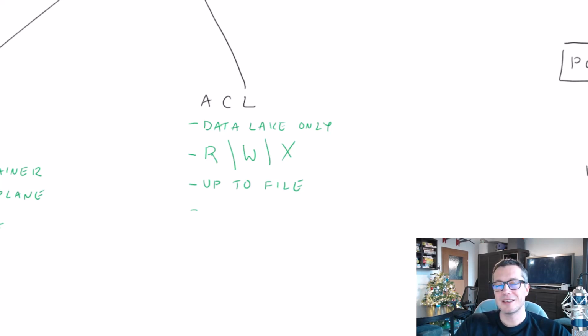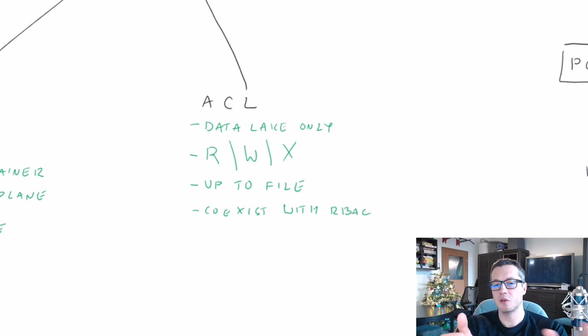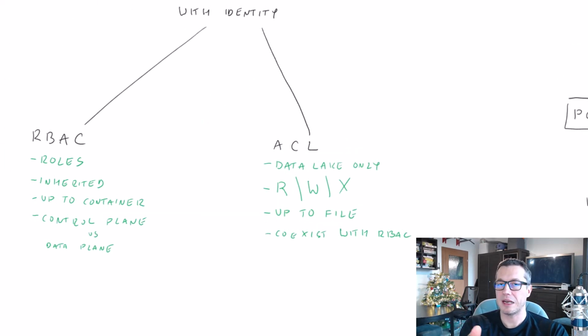Now, one cool feature of ACLs is that they coexist with RBAC. And what do I mean by this? Well, those two options, role-based access control and access control lists, they simply cooperate. And Azure determines which one of them should be used depending on various conditions. For you, it means that you don't have to choose whether you want to use RBAC or ACLs. You can use both of them, depending on your case.